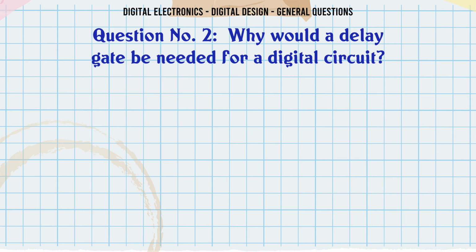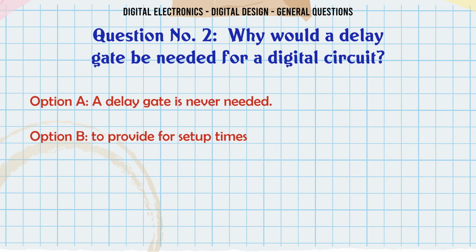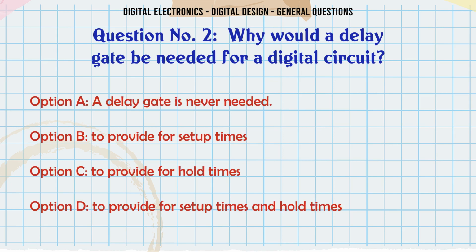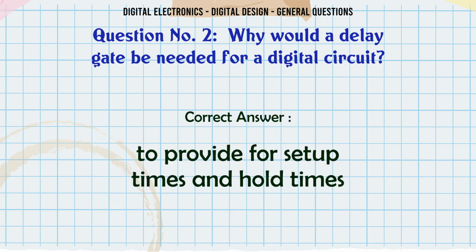Why would a delay gate be needed for a digital circuit? A. A delay gate is never needed. B. To provide for setup times. C. To provide for hold times. D. To provide for setup times and hold times. The correct answer is to provide for setup times and hold times.